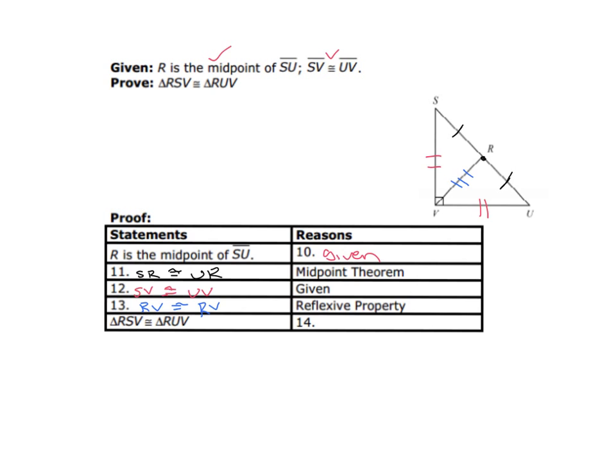Notice that had nothing to do with this right angle here. It is misleading information. We don't even need to use that at all because this triangle is congruent because of the three same letters, which are S, S, S. Side, side, side.